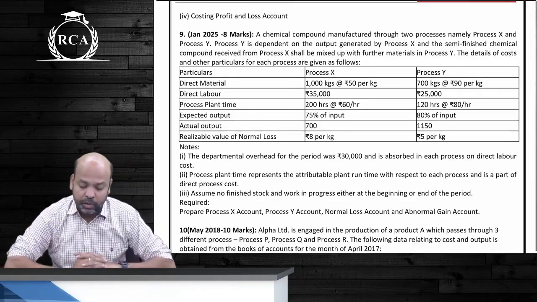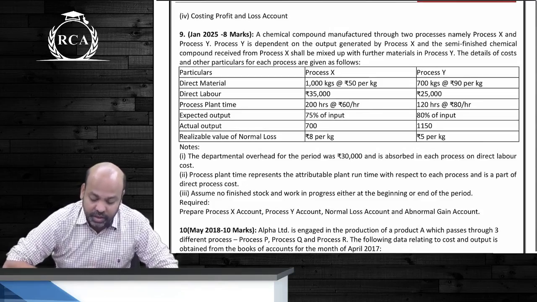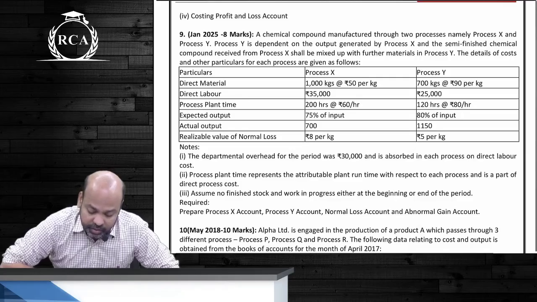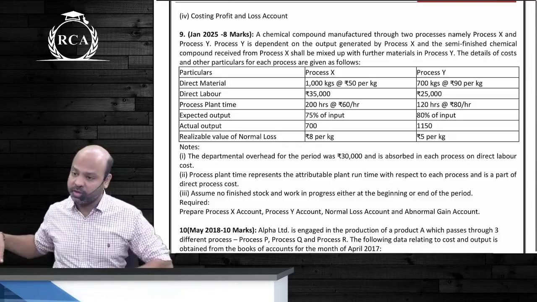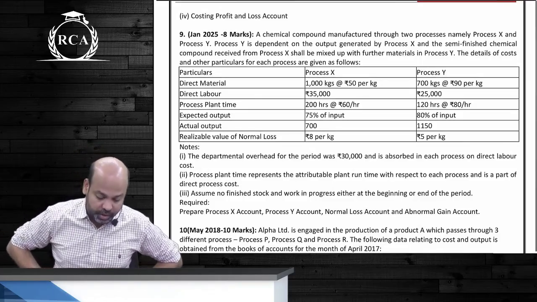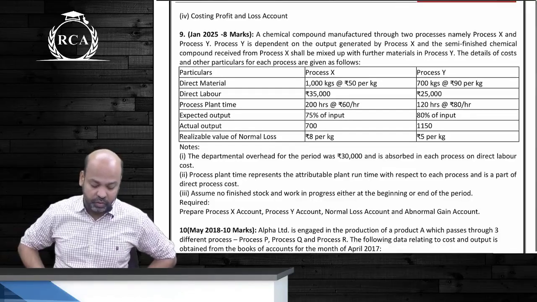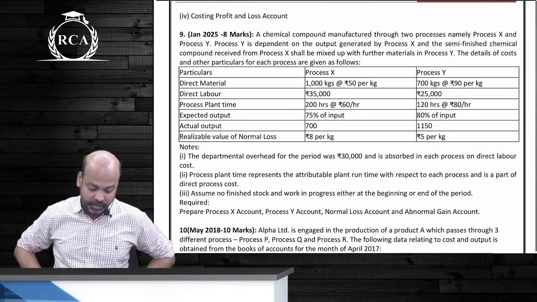A chemical compound manufactured through two processes, namely X and Y. Y is dependent on the output generated by X, and the semi-finished chemical compound received from X shall be mixed up with further chemicals, further materials in process Y. So this additional material is being introduced, guys, in process Y. The details of cost and other particulars for each process are given as follows. Direct material, direct labor, process plant time. That will be for overheads, guys.